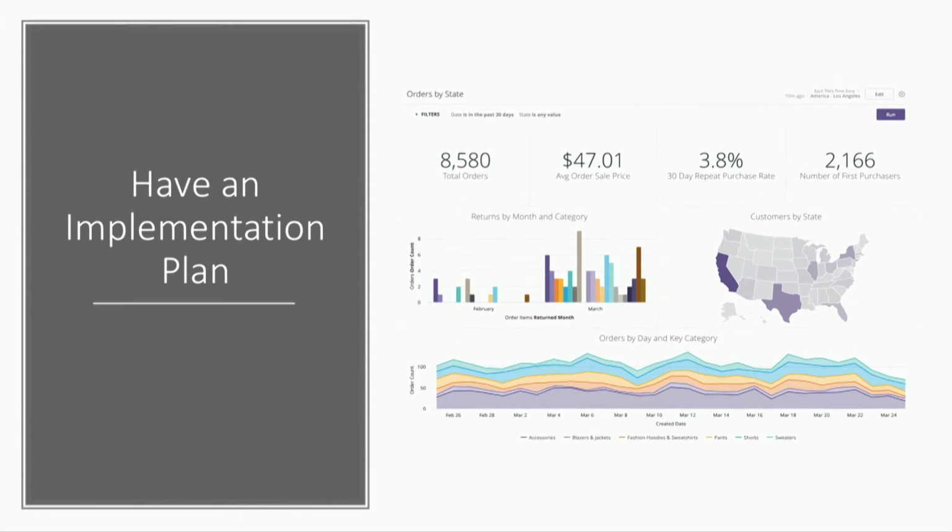And the final step is to have an implementation plan. You can have the best lead scoring model in the world sitting in your Looker Explorer, but if your organization isn't using it to make actual decisions, then there's not much point to it. So it's really important to know how you're going to get your executives, decision makers, and frontline business users on board with lead scoring. The good news is that if you have a good lead scoring model, everyone is going to want in on this.